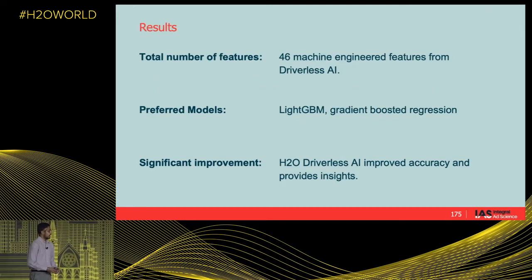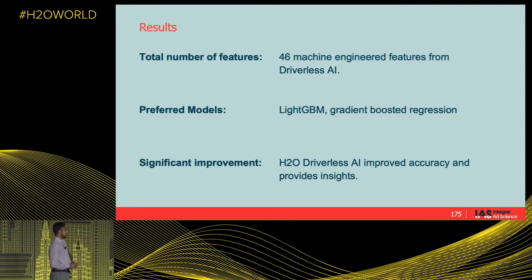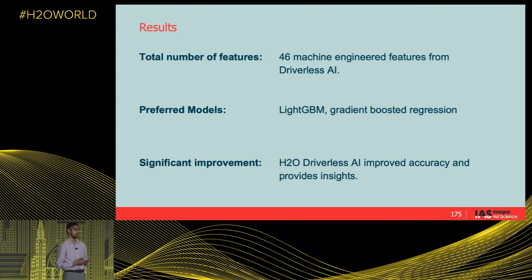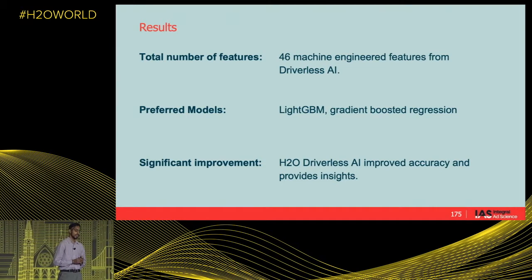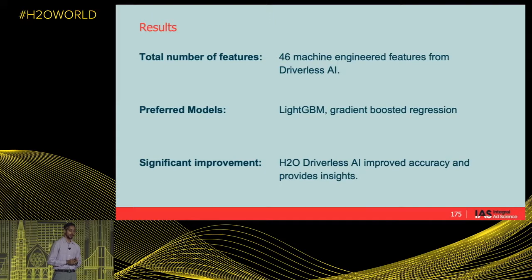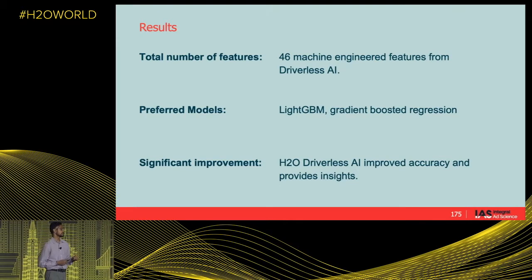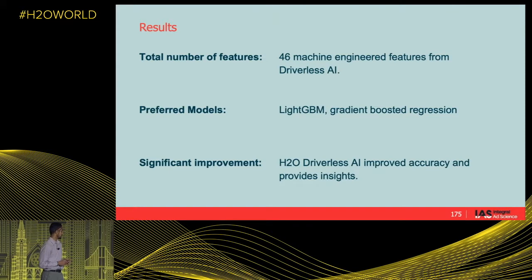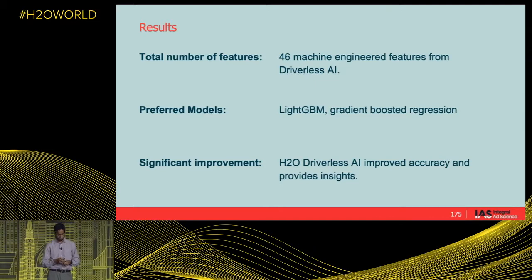As a result, we were able to get 46 significant important features out of Driverless AI. Like the brand safety solution, I didn't mention it, but they all seem to prefer tree-based methods like GBM, gradient boosted trees. In this case, we did see a very noticeable improvement in the accuracy of the product, and it also sped things up. So this has been pretty useful to us.